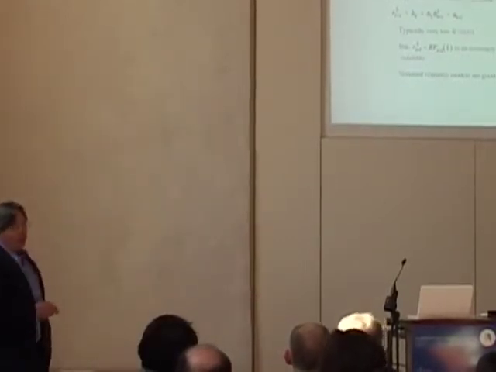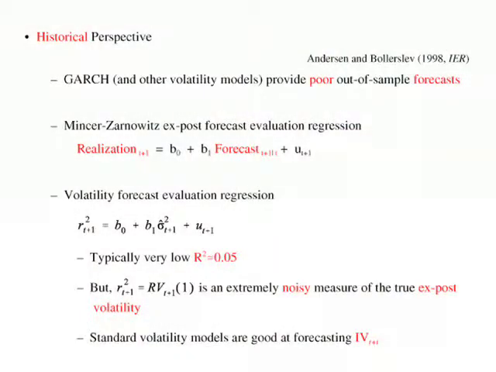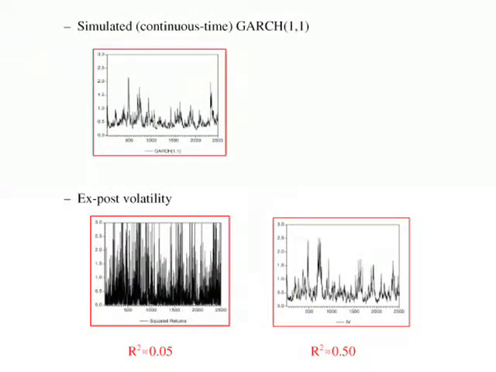The problem, of course, with that is that the daily squared returns is a very noisy measure, as we just talked about, for what the true volatility is over the day. And in fact, if you, on the left-hand side, instead of putting the daily squared returns, put the integrated volatility, or an estimate of that, the realized volatility, you get a very, very different sort of qualitative conclusion.